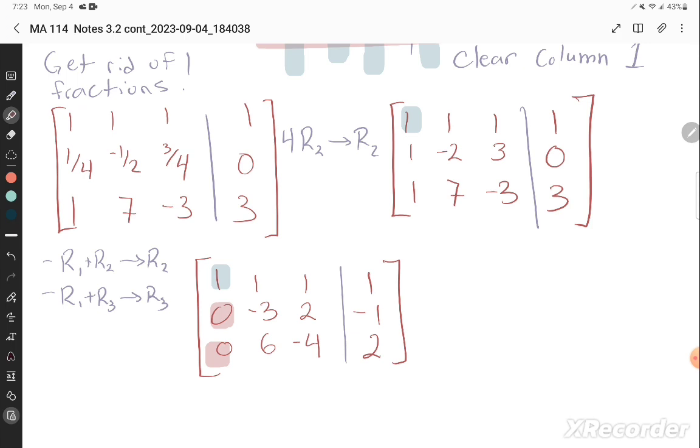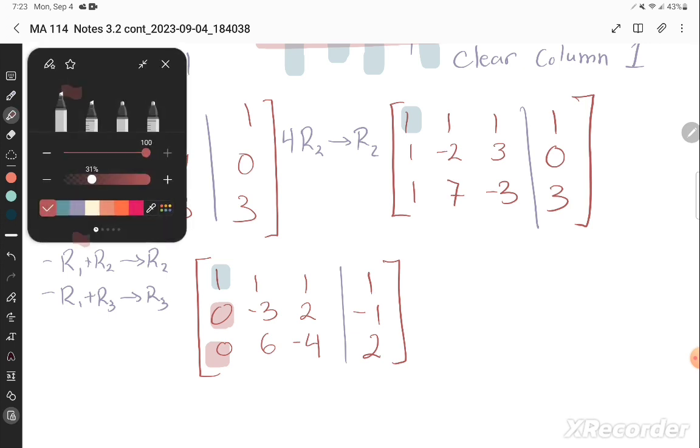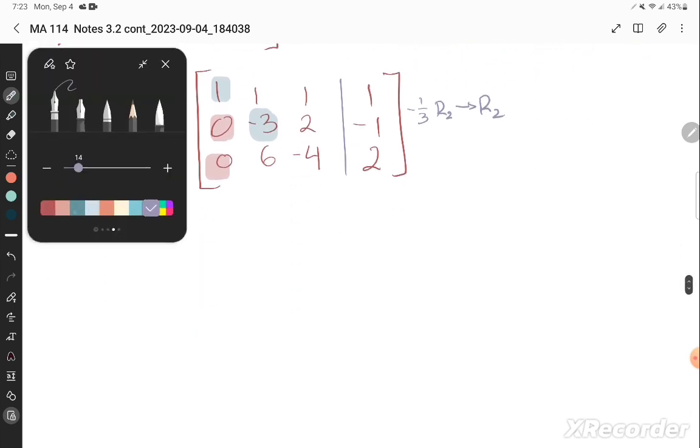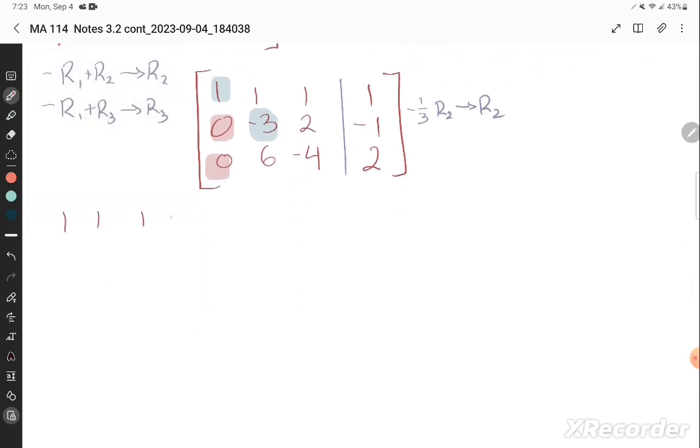That's good. My next goal is to get a leading entry of 1 here. So let's get a leading entry of 1 here by multiplying by negative 1/3. Row 2 gets me new row 2. And so that's going to get me this reduced matrix: 1, 1, 1, 1, 0, 1, and then negative 2/3, 1/3, then 0, 6, negative 4, 2.